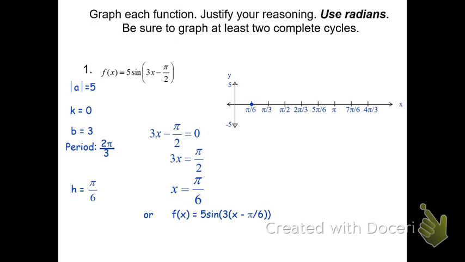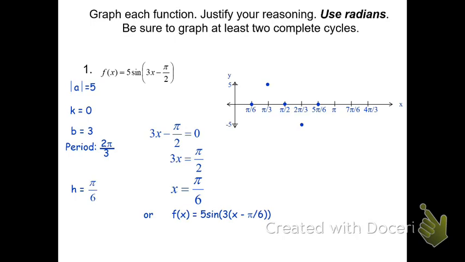Now the amplitude is 5, which means when I go from here to my maximum, I'm going to be up 5. So at pi over 3, I'm going to be up 5. And then it's going to do what all sines do. It goes from center to max to center to min to center. There's one complete cycle, just shifted pi over 6 to the right.